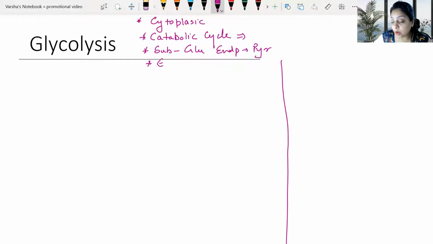Catabolic cycles are all energy producing cycles, whereas anabolic cycles, which we will see in gluconeogenesis, are energy consuming cycles, I'm sorry. So we should be writing this out, and then in the end we will write how much ATP is produced.